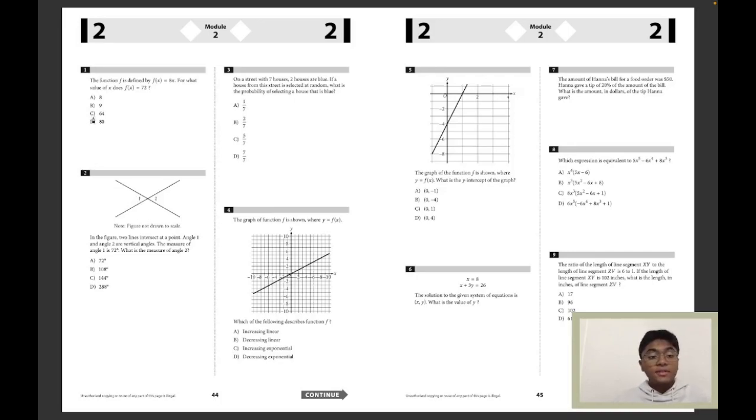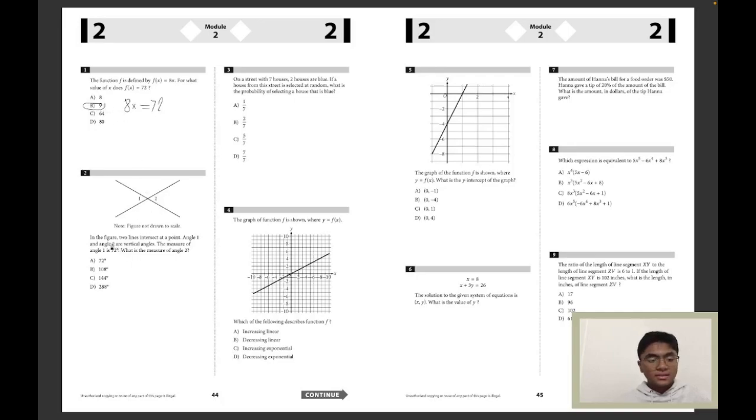So the function f is defined by f of x is equal to 8x. So for what value of x does f of x equal 72? Well, in this case, what this means is that 8x is equal to 72, right? Because f of x is equal to 8x and it's also equal to 72. That means x is just equal to 72 divided by 8, so x is equal to 9.